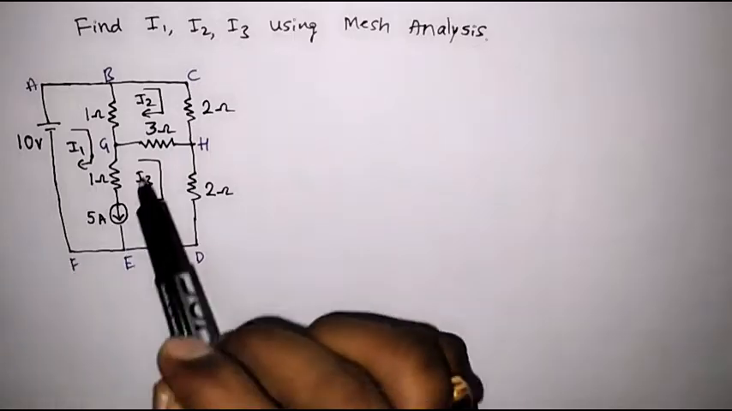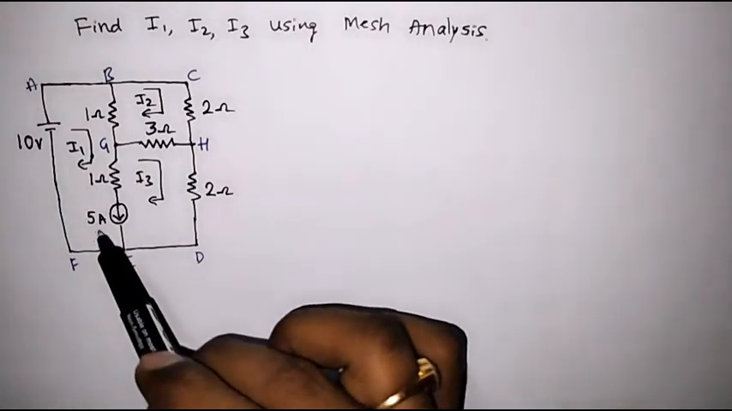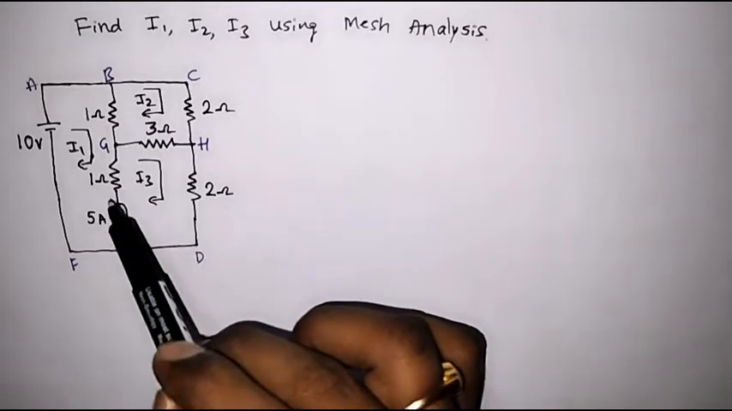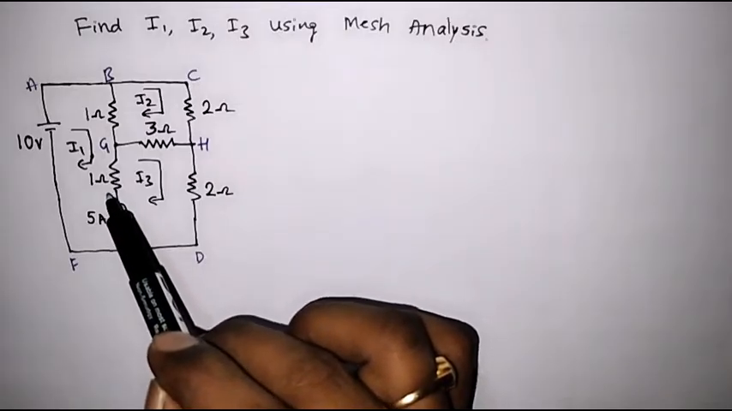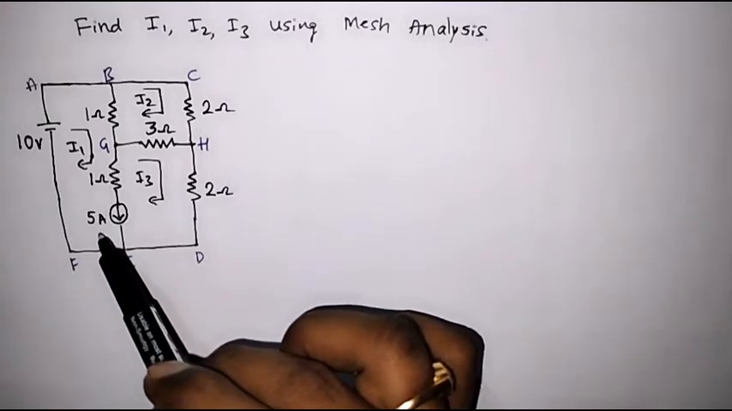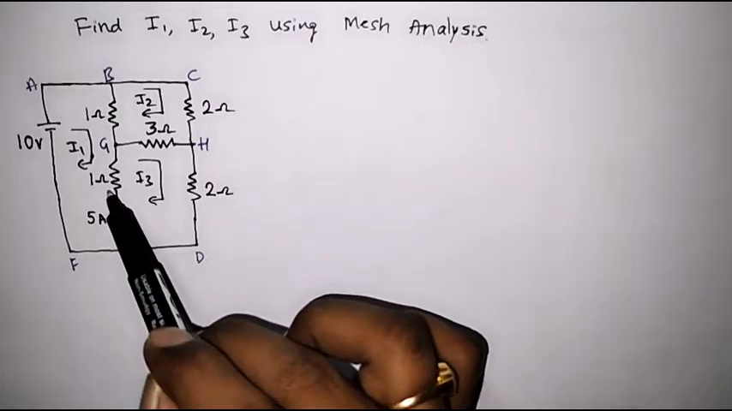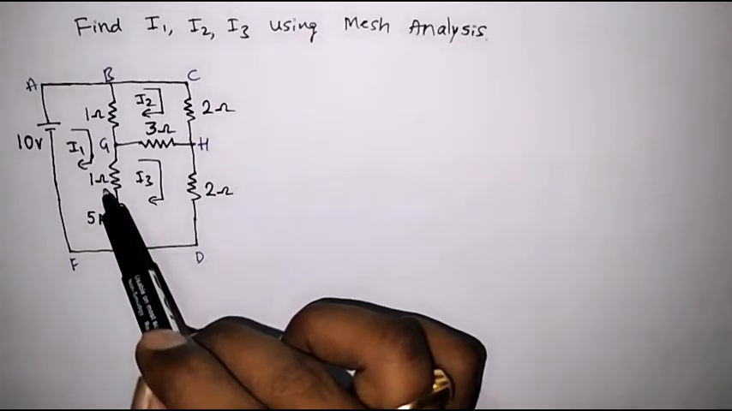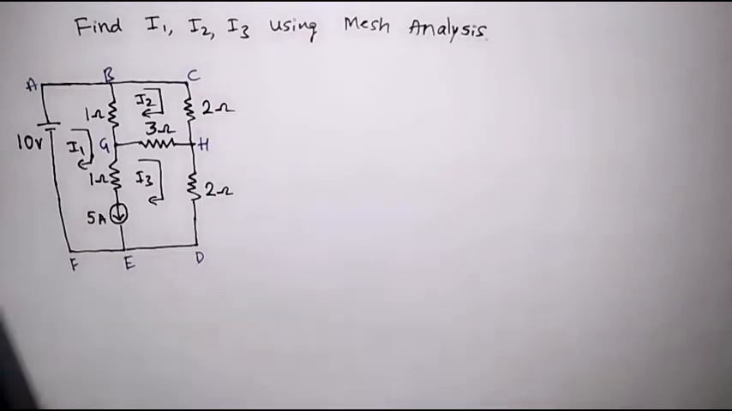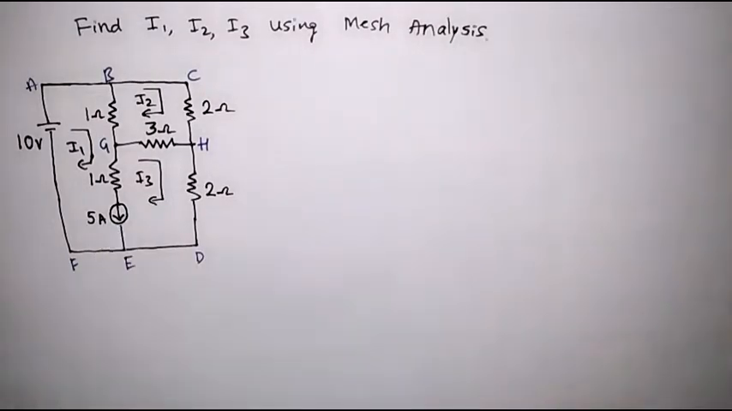So here at branch GE, there is a current source of 5 amp. And we can observe here that there is a resistor in series with the current source. If a resistor is in series with a current source, we should ignore the resistor. It doesn't make any difference. Let's analyze the current source first.